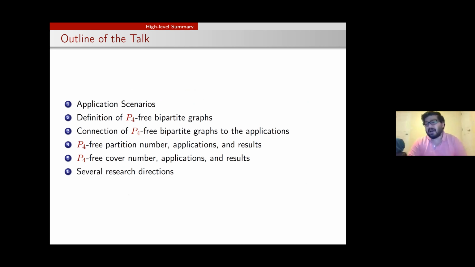So here is a quick outline of the talk. First, we'll go through the application scenarios. So you can choose your favorite application scenario and follow the talk along with that particular example in mind. Then we will define what P4-free bipartite graphs are and how they relate to the applications that we discuss. Next, we'll introduce the P4-free partition number and cover number, and we'll go over their applications and results that we have. And finally, to conclude the talk, we'll have several open research directions.